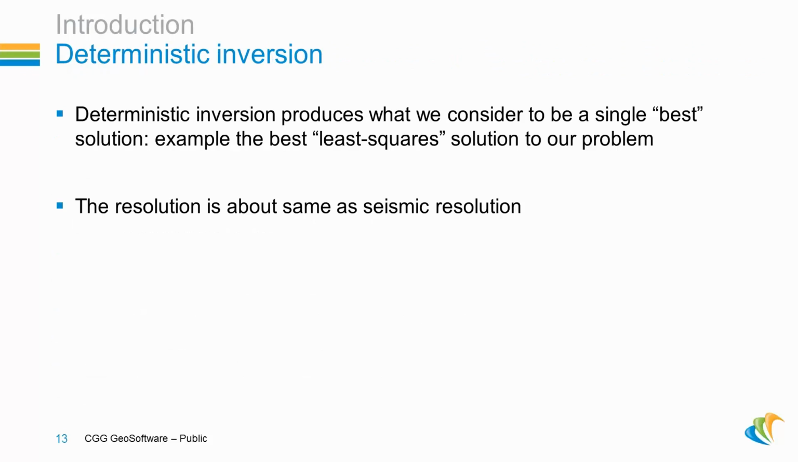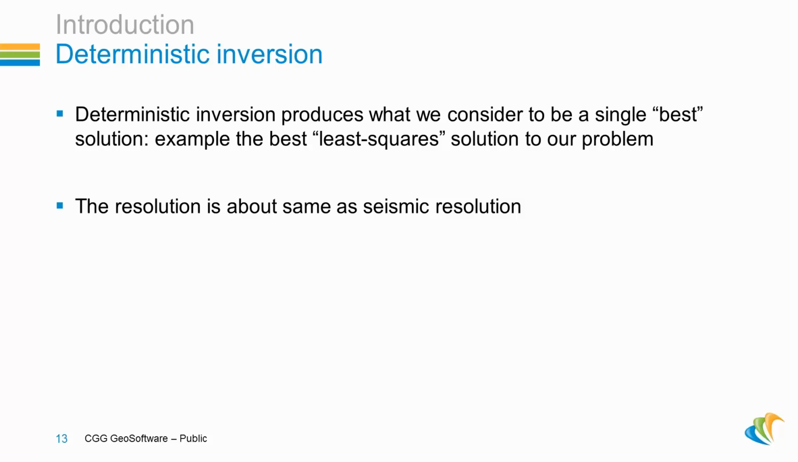But what is the deterministic inversion? Deterministic inversion will produce what we consider the best single solution to the seismic data. It's like a best least squares solution to a problem. For example, we are doing regression and you're getting one regression which is fitting your data. It is one best solution. It is not necessarily the correct solution, but it is one best solution.